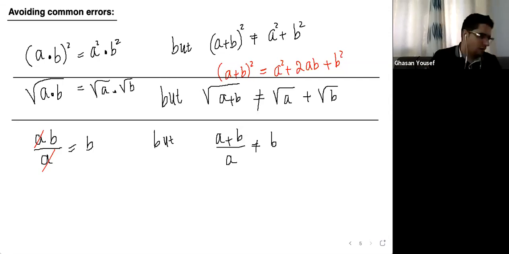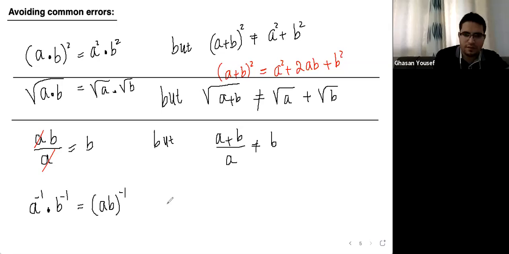Another one is a to the power minus 1 times b to the minus 1. This is equal to ab, everything to the minus 1. But this is not correct for addition. a to the minus 1 plus b to the minus 1 is not equal to a plus b to the minus 1.